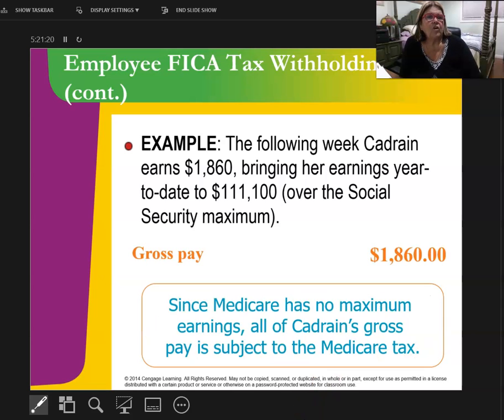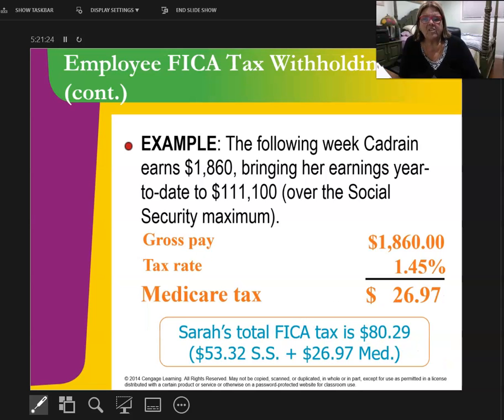Okay, so here's what's going to happen. Here's my gross pay. Here's my tax rate. There's my Medicare tax. So I'm going to stop here, and these are the employee taxes. The next video will talk about voluntary deductions.